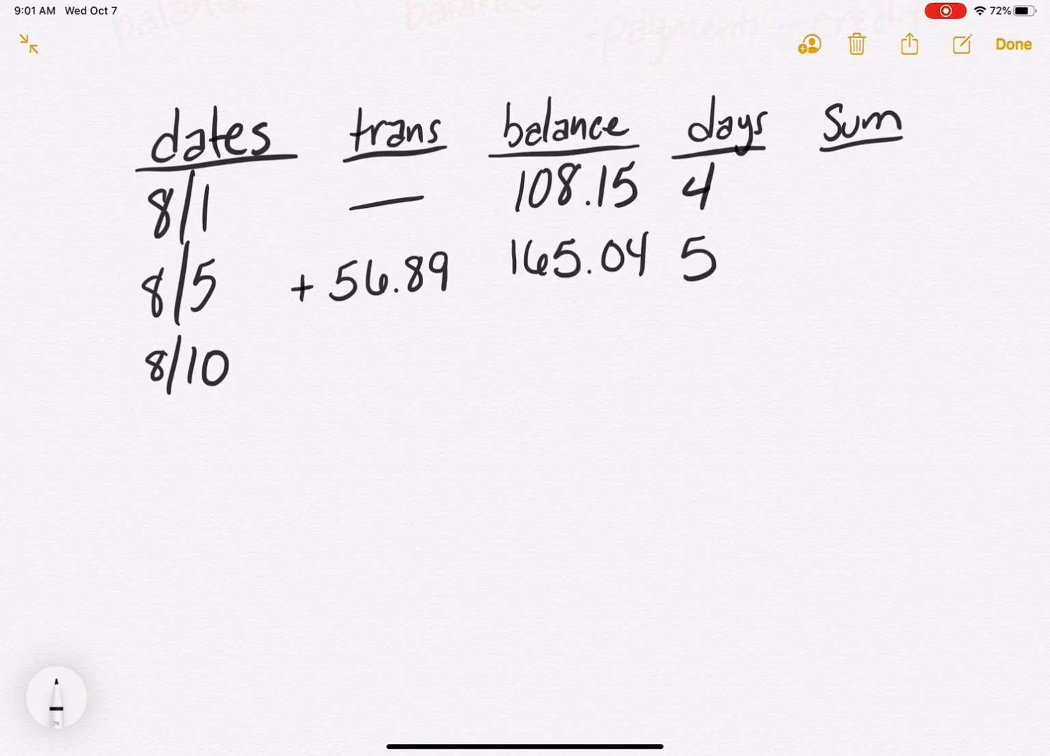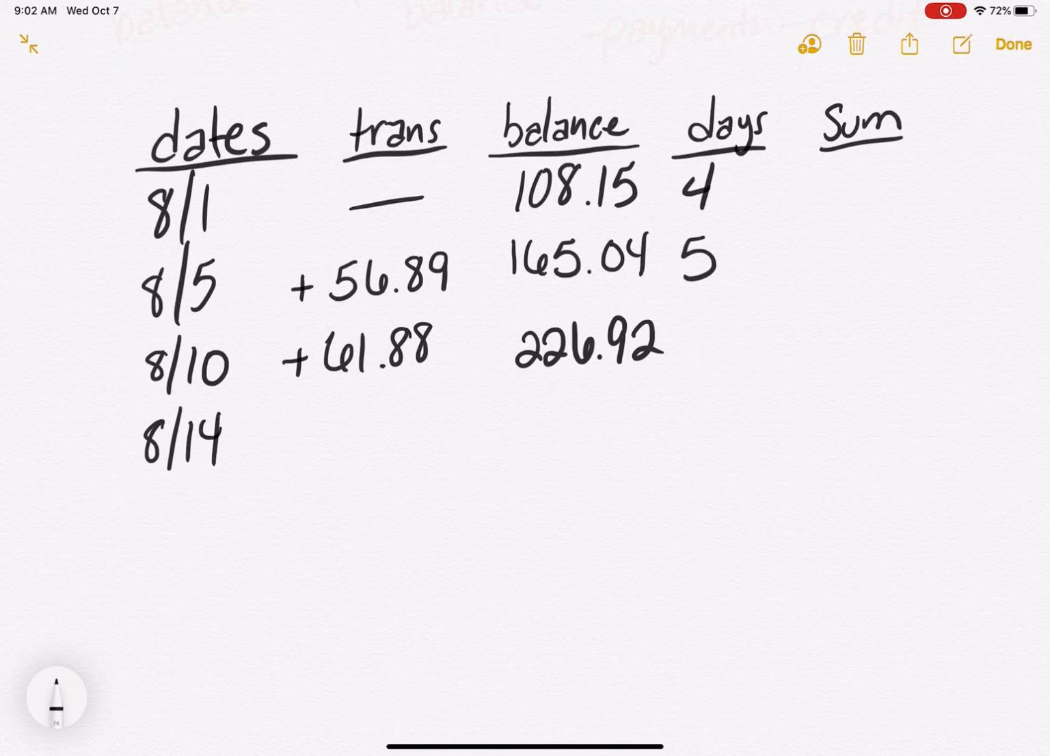Okay, what happened on 8/10? A new purchase, $61.88. Are we going to add that or take it away? Add it, so what's our new balance? 226.92. Okay? So we're kind of leapfrogging, so when was our next date? 8/14. So how many days did it carry the 226.92? 10, 11, 12, and 13, 4 days.